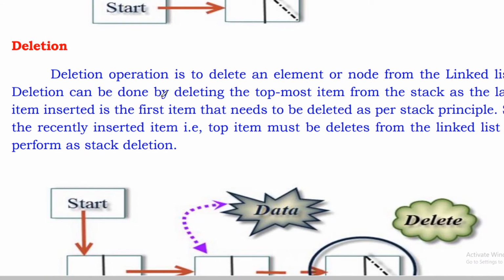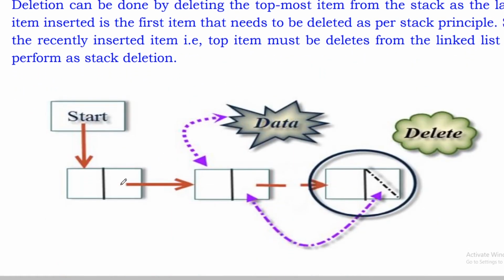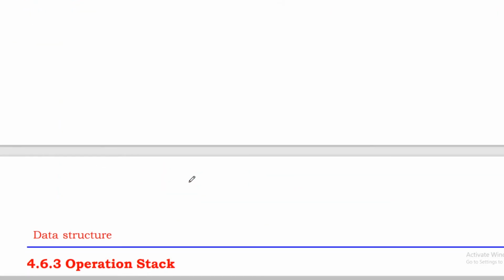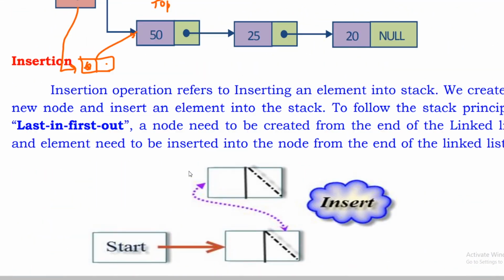The deletion operation is to delete an element or node from the linked list. Deletion can be done by removing the topmost item from the stack, as the last inserted is the first item to be deleted as per the stack principle. So the recently inserted item, that is the top item, must be deleted from the linked list. To perform this task, we have the first element, and this will be removed and the start will be connected to the next node.